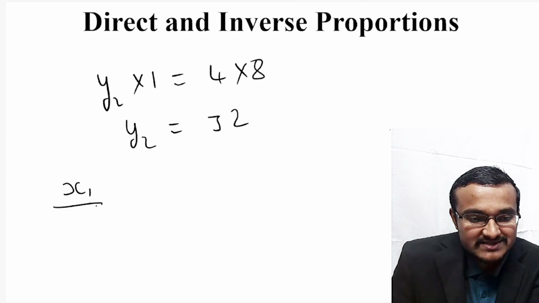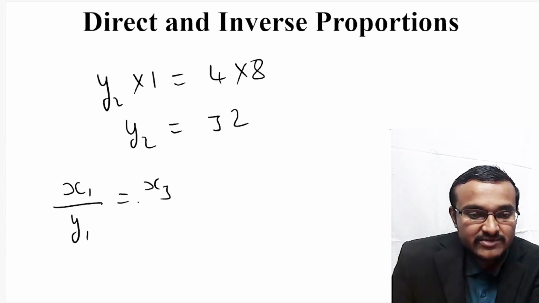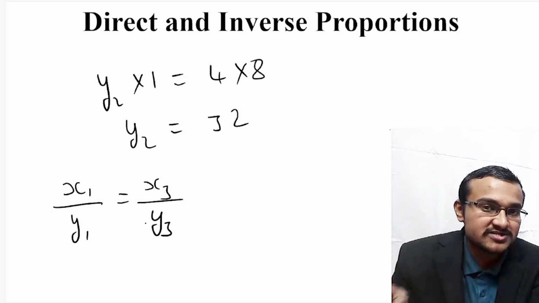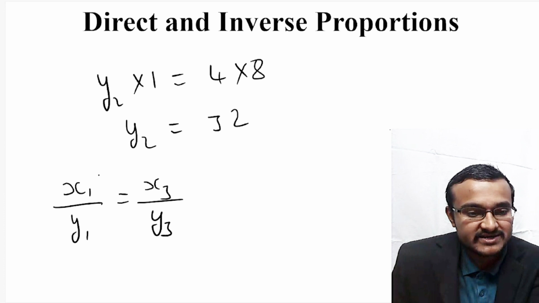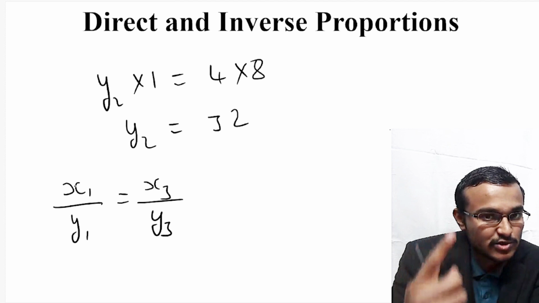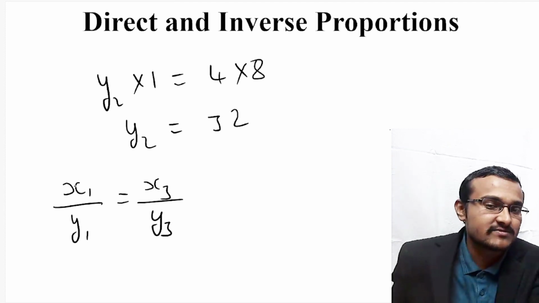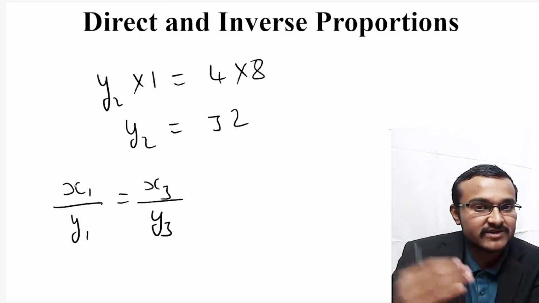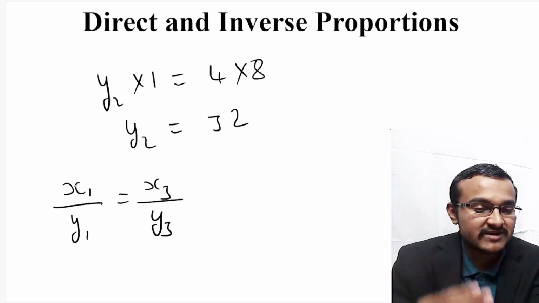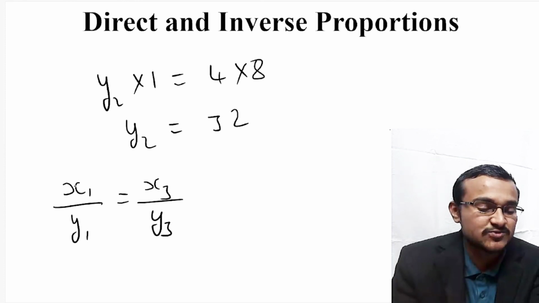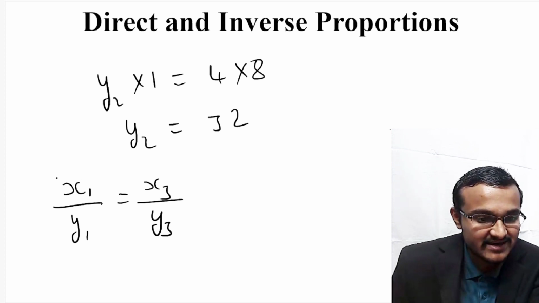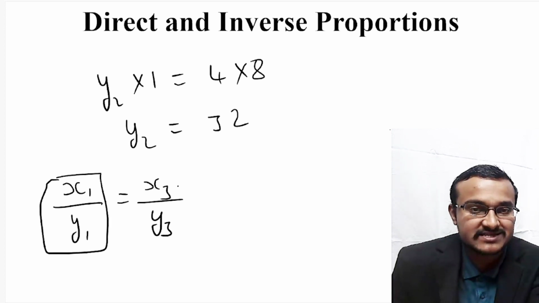Similarly, now you can compare x1 y1 with x3 y3, because whenever you take ratios of x and y, they will be equal to each other because they are all equal to one particular constant. So x1 by y1 will be equal to one constant, x3 by y3 will also be equal to one constant. There will be one particular value which all of x1 by y1, x2 by y2, x3 by y3 will be equal to. That is the proportionality constant. As I have already taught you, x1 by y1 is equal to x2 by y2 is equal to x3 by y3.